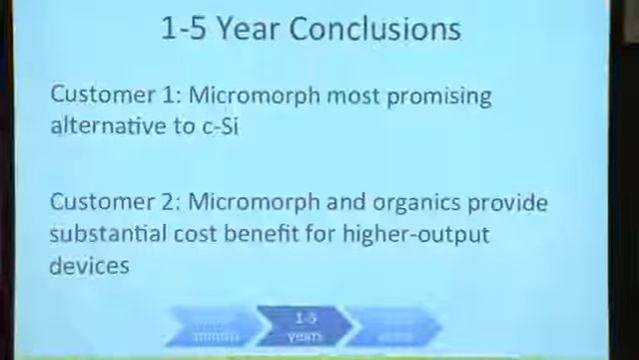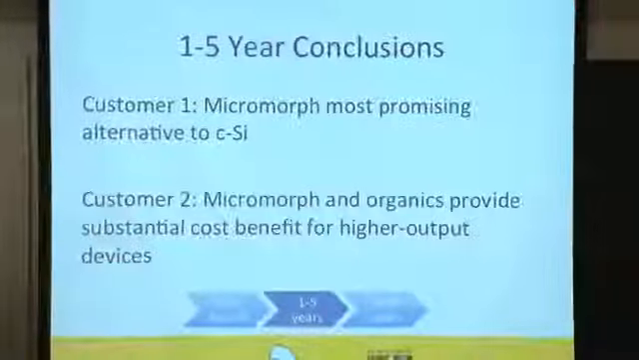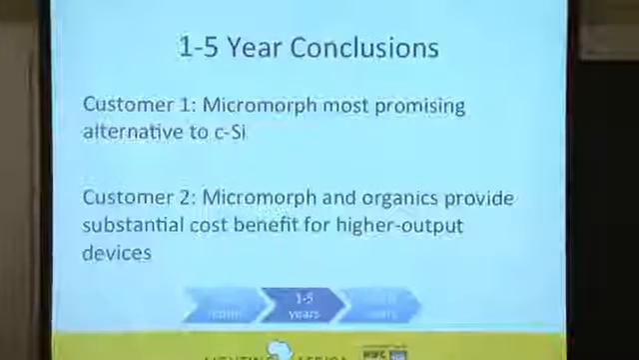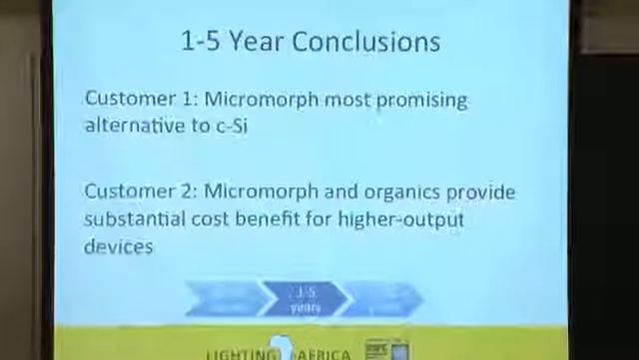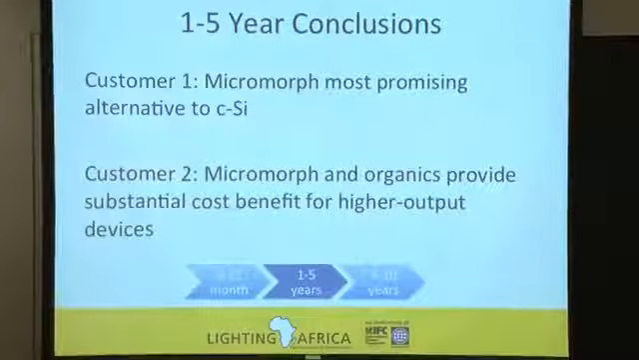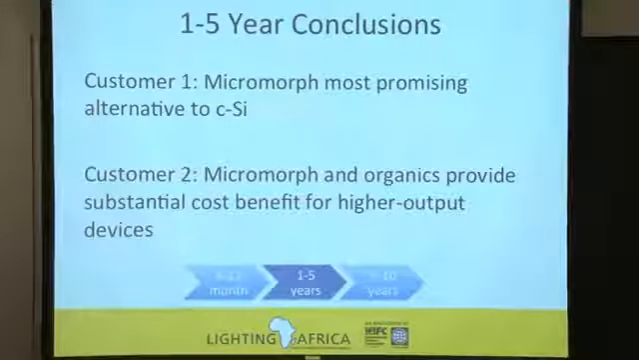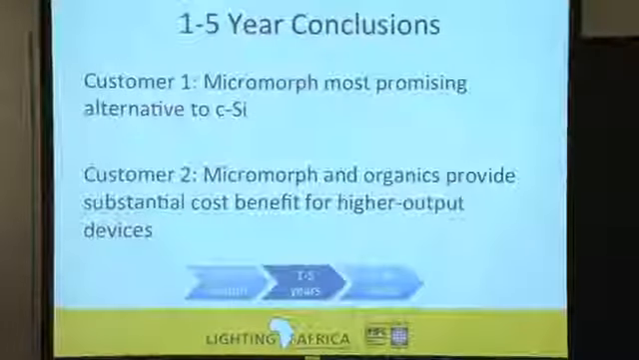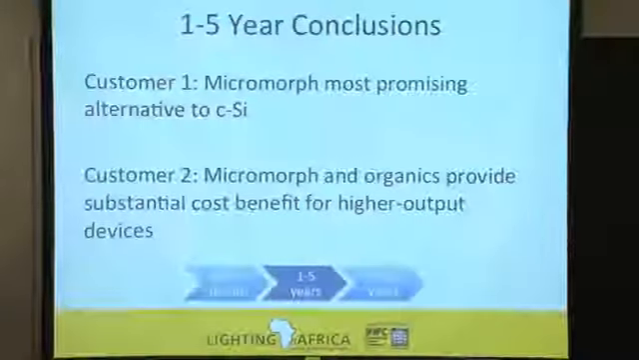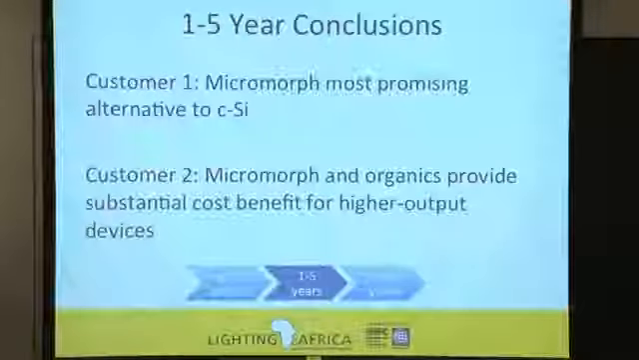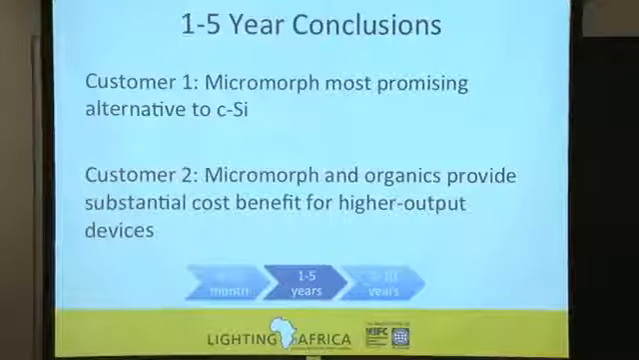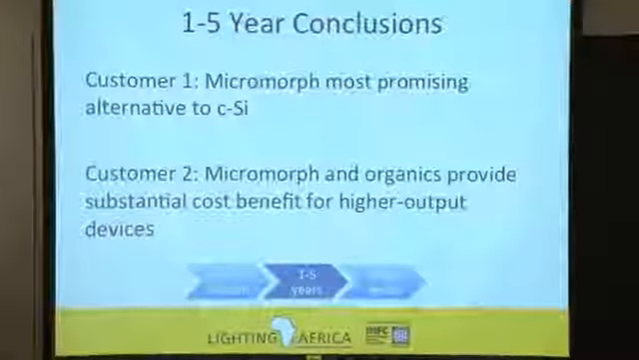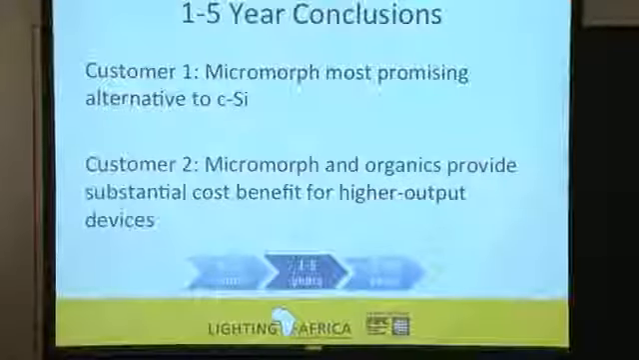Okay, so the conclusions for the 1 to 5 year term basically are that the manufacturing costs of the SPL can be moderately decreased by switching from crystalline silicon to micromorph, and there are greater cost reductions available in the higher performance modules, because the lower costs of micromorph and organic PV can be more fully leveraged as we consider a device with greater power generating capacity. So with that, I will give it to Ron for the 10 year.